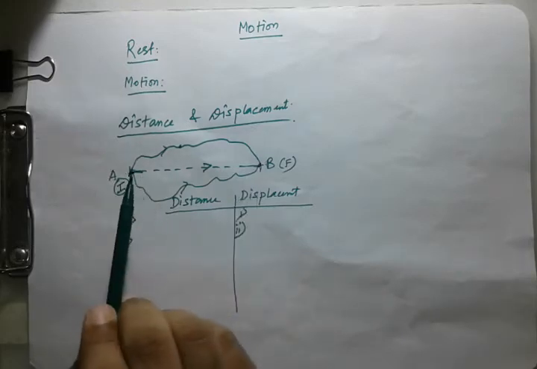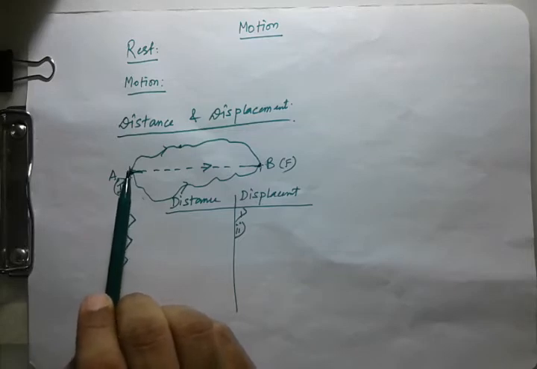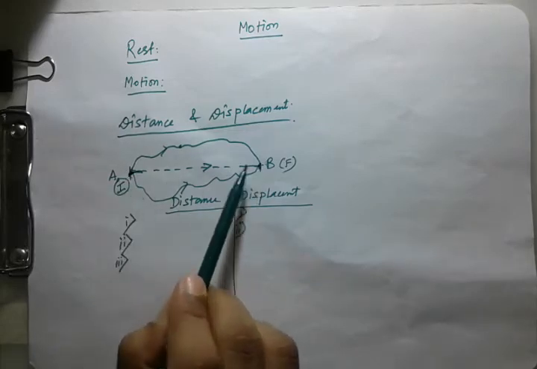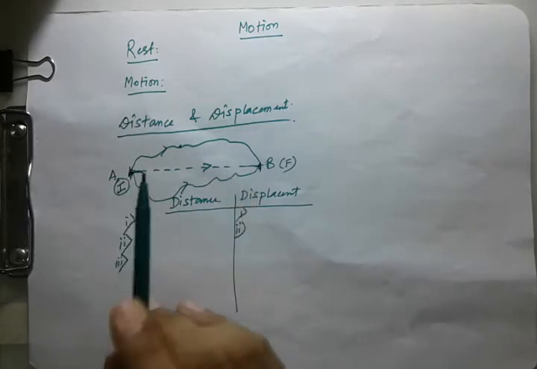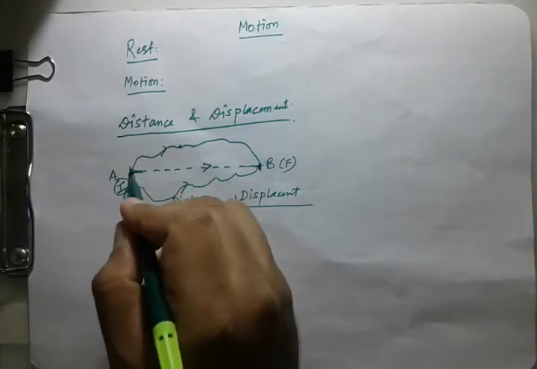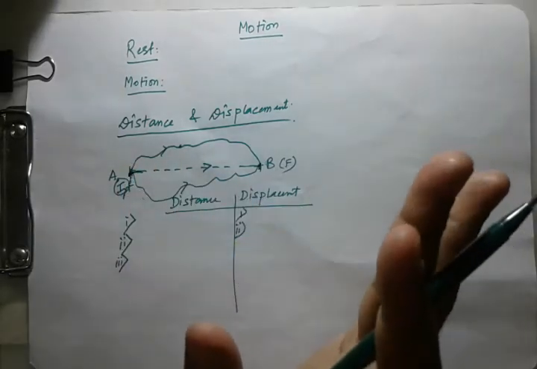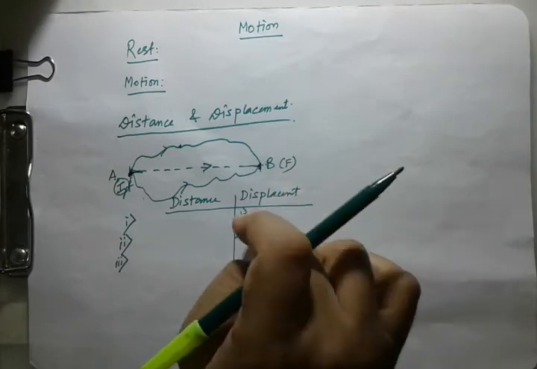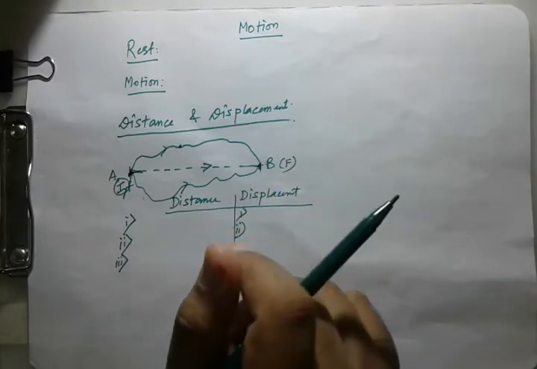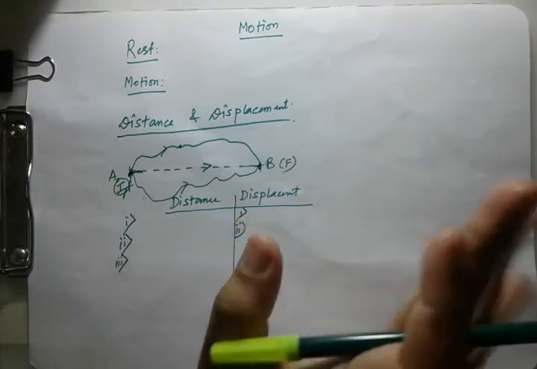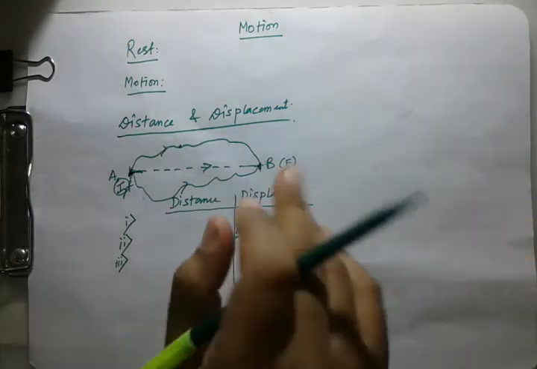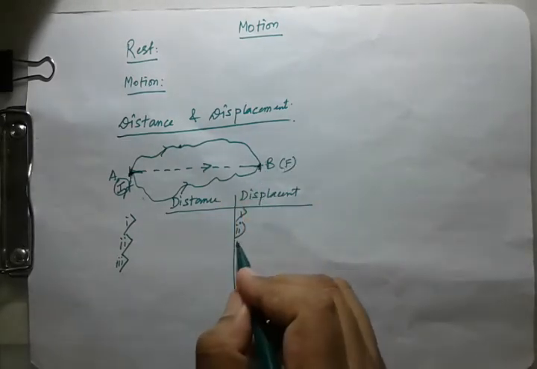Then if you start from A, you go towards B, then you come back from B to A, then your initial and final position will be the same point, so your displacement will be zero. So that is why the displacement could be positive, negative, or even zero. So that is the third point.